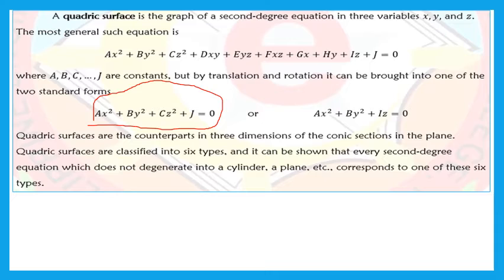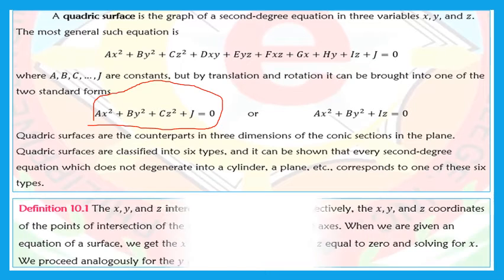Quadric surfaces are the counterparts in three dimensions of the conic sections in the plane. So, di ba sa plane, ang mga conic section is yung circle, the parabola, the hyperbola, and the ellipse. So, yung quadric surfaces class is ito yung counterparts ng plane doon. Okay. In three dimensions. So, quadric surfaces are classified into 6 types. And it can be shown that every second degree equation which does not degenerate into a cylinder, a plane, etc. corresponds to one of these 6 types.